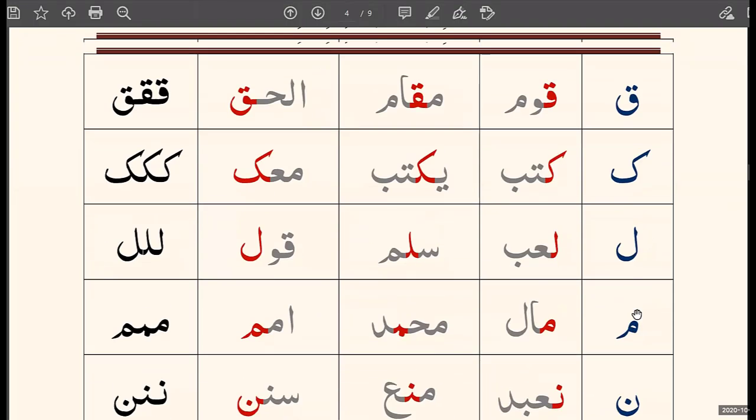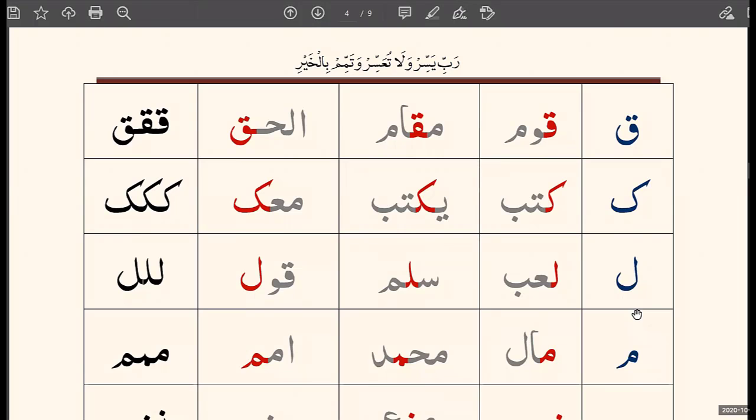Okay, and I think Shahida, I'm going to unmute you. You have raised your hand. I don't know if you want to read or you want to ask a question. Please, okay. Jazakumullah. Do you want to read? Assalamu alaikum. Wa alaikum assalam wa rahmatullah. Please. Bismillahirrahmanirrahim.